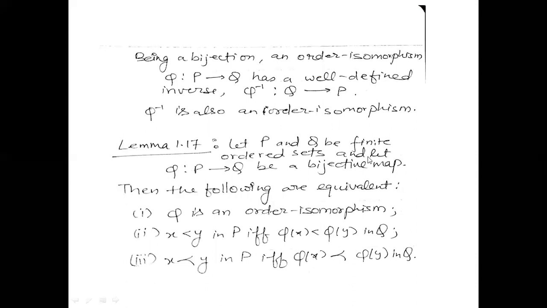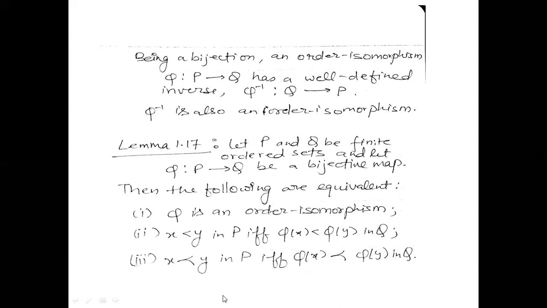Let P and Q be finite ordered sets and let phi from P to Q be a bijective map. Then the following conditions are equivalent. Number one, phi is an order isomorphism. Number two, x less than y in P if and only if phi x less than phi y in Q, and x covered by y in P if and only if phi x covered by phi y in Q. We have already seen that there is a difference between the relation x less than y and the relation x covered by y in our previous lecture.